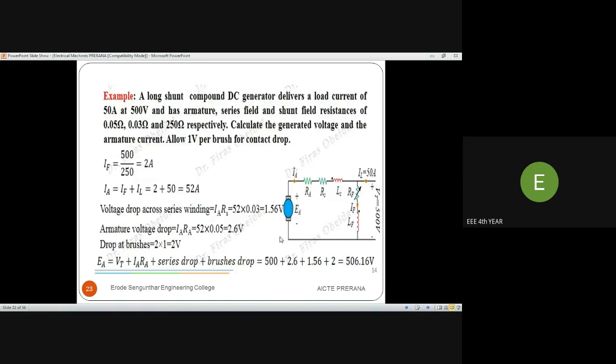Okay, next problem. Here, long shunt compound generator. Field current equals V by Rsh. Then Ia equals If plus IL, and you can get this value. Then finally determine the series field voltage drop and the armature voltage drop, and also add the brush voltage drop. We can substitute this formula and get the generated EMF value.